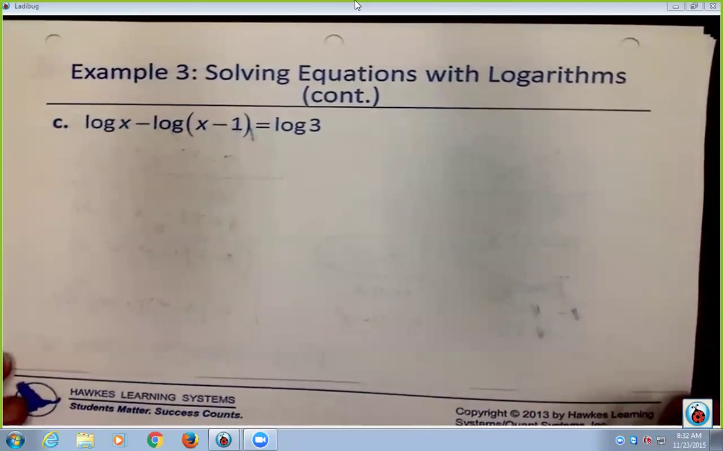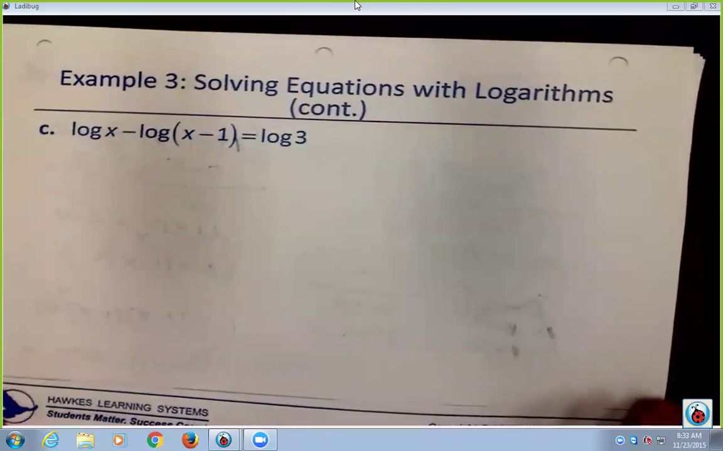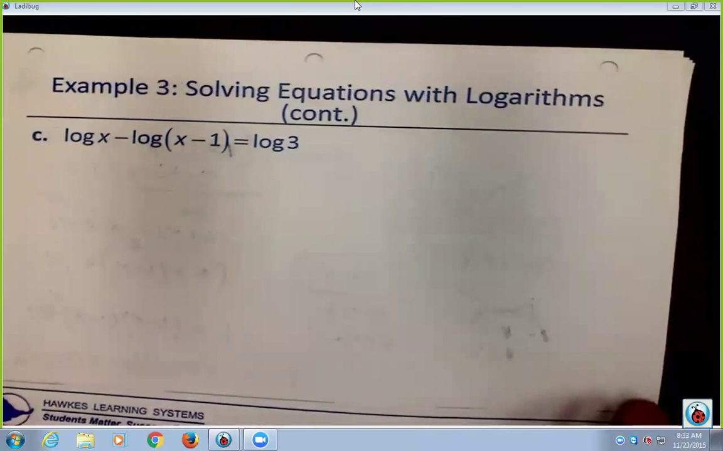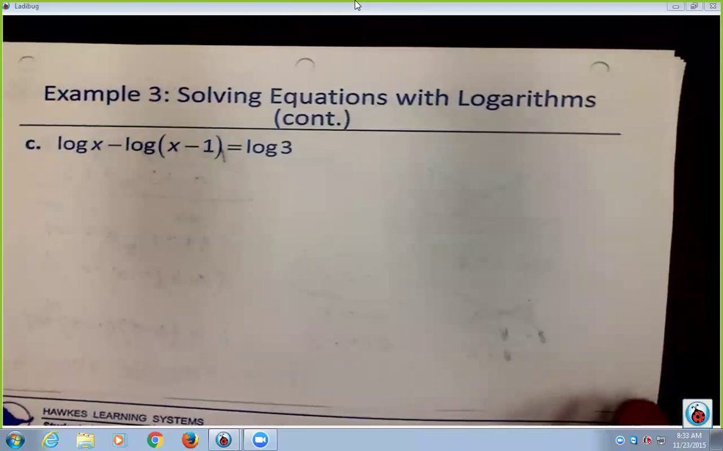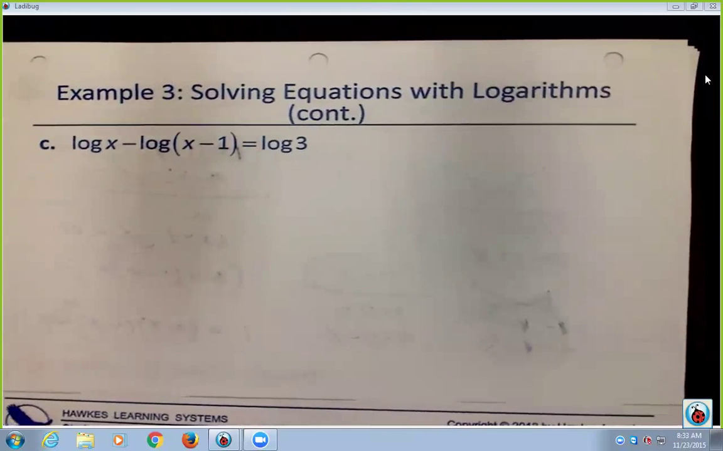So here's another one. Let's see what we can do with this thing. Now this one's a little different because this one has logs on both sides of the equation. So it's not just one side, it's got it on both sides. So let's see what we can do with this thing.